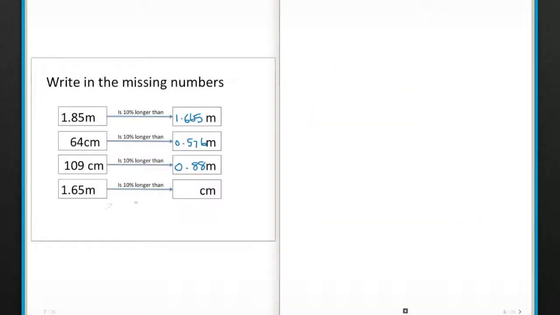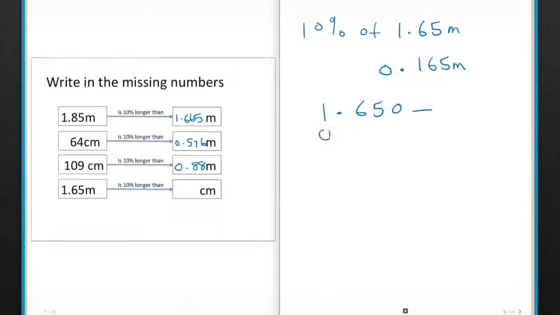Last one. 1.65 metres is 10% longer than that, which is centimetres. So let's just work in metres first. 10% of 1.65. So that means this divided by 10. So we take the decimal point and move it 1 place to the left, which gives me 0.165 metres. This number is 0.165 metres less than that number. So let's do a subtraction. 1.650 take away 0.165.